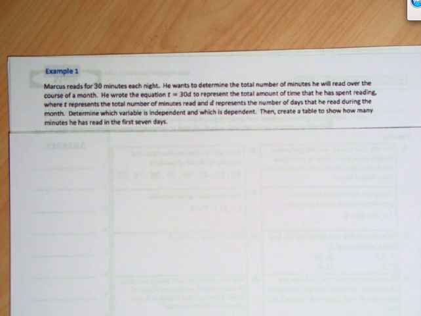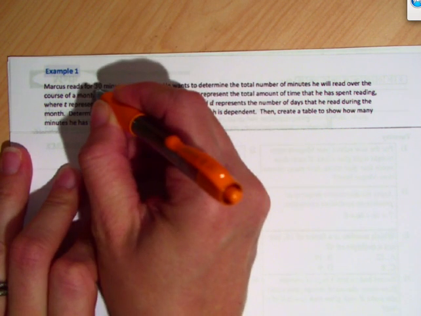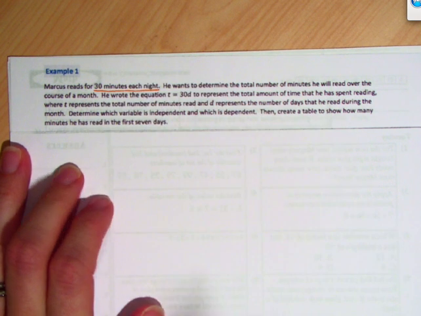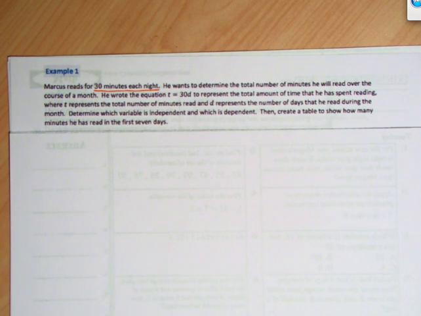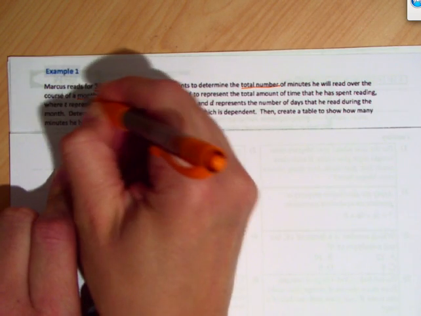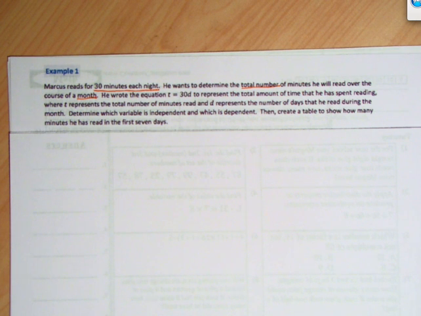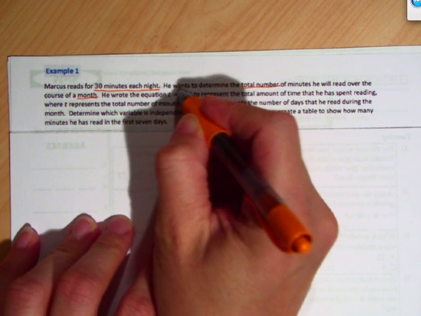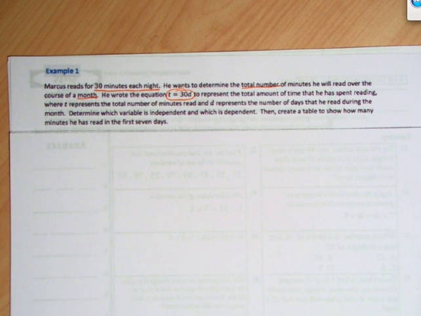I'm going to underline and mark some important information as we go in the example so that we know what to use in our solving of the problem. Marcus reads for 30 minutes each night. I believe that's important. He wants to determine the total number of minutes he will read over the course of a month. Total number per month. Okay. He wrote the equation T equals 30D to represent the total amount of time that he has spent reading, where T represents the total number of minutes.